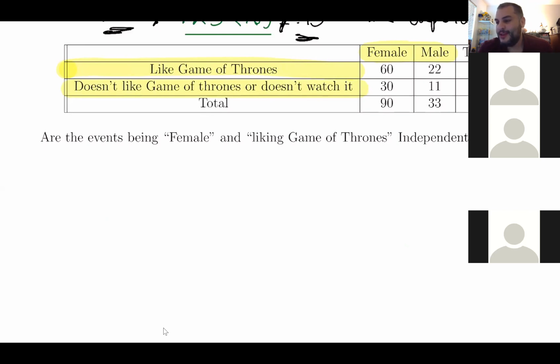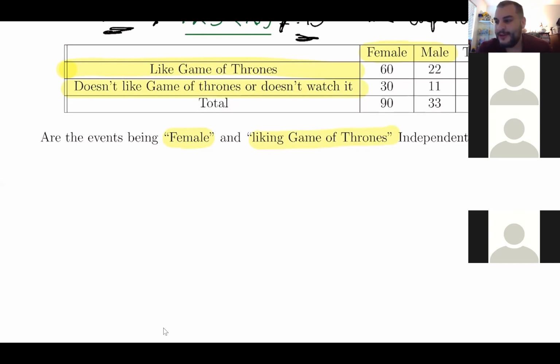So what we want to do here, if you look, it says, are the events being female and liking Game of Thrones independent from each other? Those are the two events we want to see if they're independent from each other. If they're independent, that means it doesn't matter if they're female or male, whether they'll like Game of Thrones. If they're dependent, it does depend on the gender. So that's what we're trying to figure out.